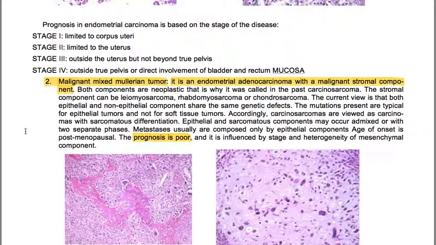Accordingly, carcinosarcomas are viewed as carcinoma with sarcoma differentiation. Epithelial and sarcomatous components may occur admixed or in two separate phases. Metastases usually are composed only of epithelial components. The age of onset is postmenopausal. The prognosis is poor, and it's influenced by the age and the heterogeneity of the mesenchymal component.